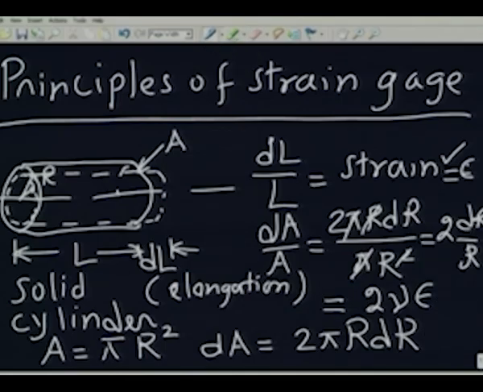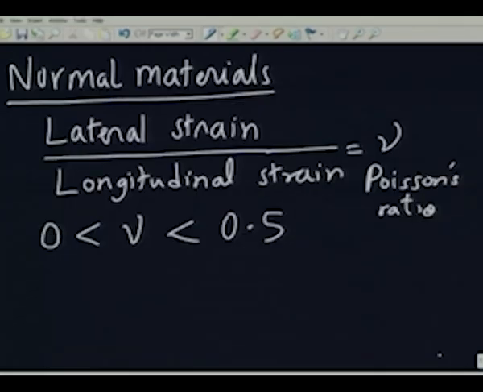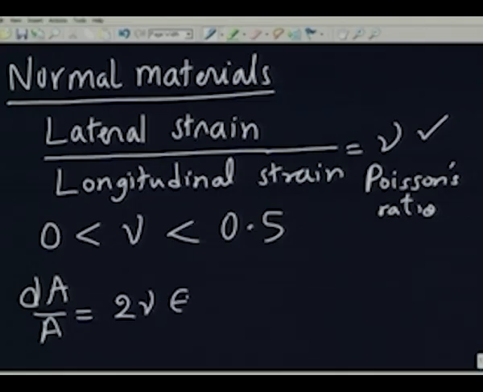So, if epsilon is the strain in the longitudinal direction given by dl by L, then the change in the area or the strain in the area is given by 2 nu times epsilon. So, with this background we can write the following. With the Poisson ratio introduced here, we have dA by A equal to 2 nu times epsilon, where dl by L is equal to epsilon. Now, let us look at the material of a strain gauge.